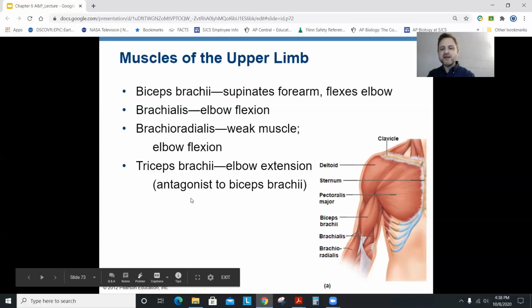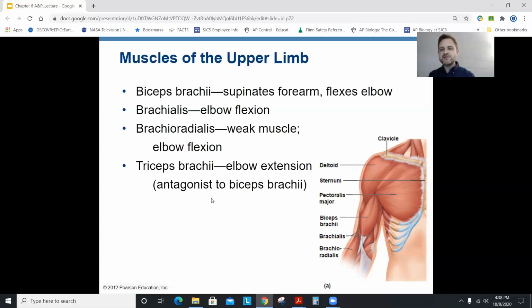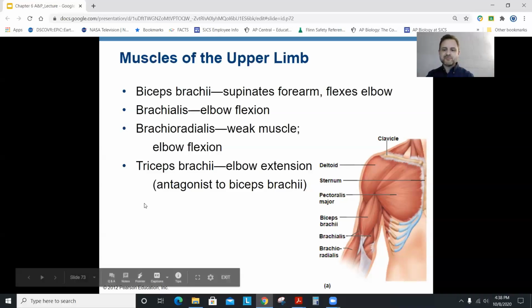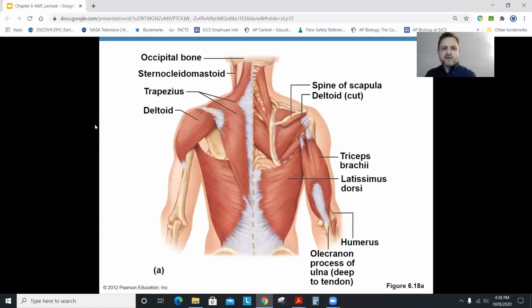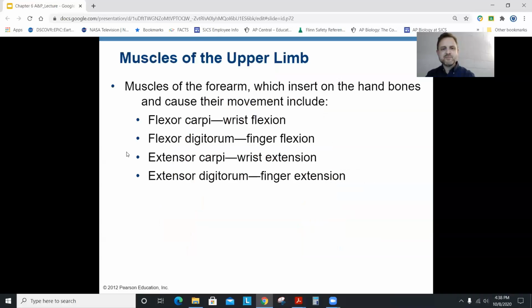The triceps, again, is the antagonist to the biceps. If your biceps flex your elbow, your triceps extend your elbow. Okay, here you can just see the different muscles of your arm. I think we've already gone through all these, haven't we? We have, just a different diagram.